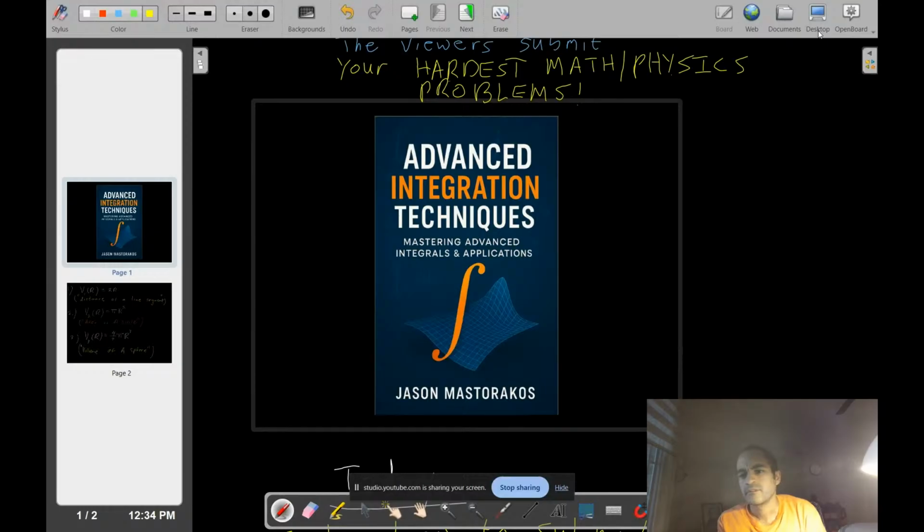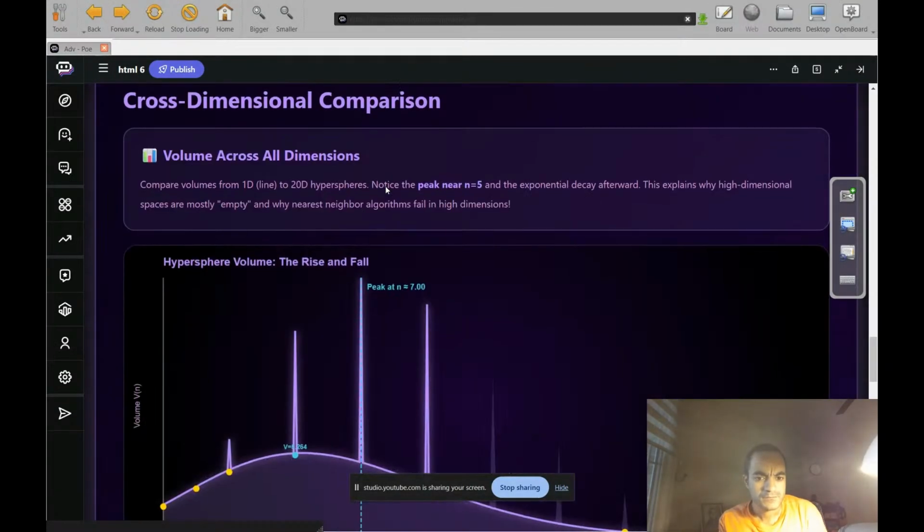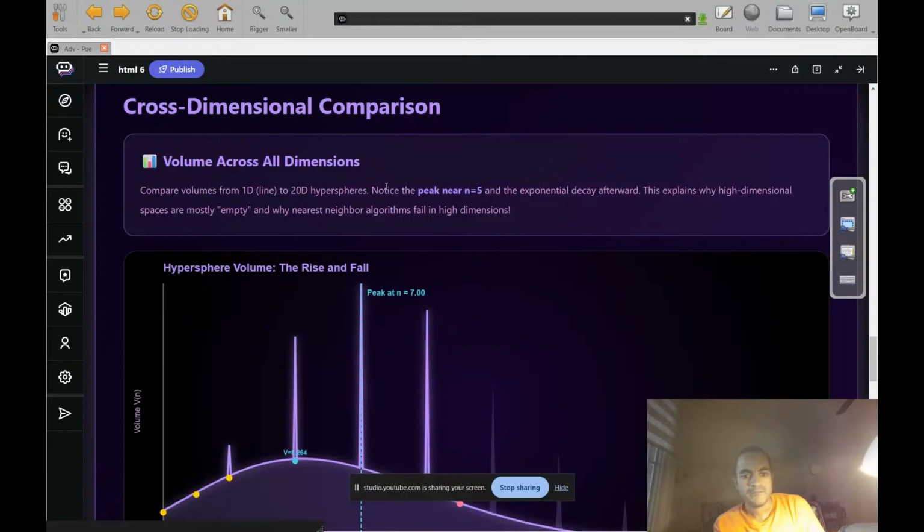Okay. I hope you're seeing how that works. And as I said, this can go up from 1 to 20. It doesn't matter how many dimensions we have for hyperspheres. It can be n-dimensional hyperspheres, right? Now, as I've mentioned before, and the simulation also picked up on it, you'll notice that we have a near peak at n equals 5, right?